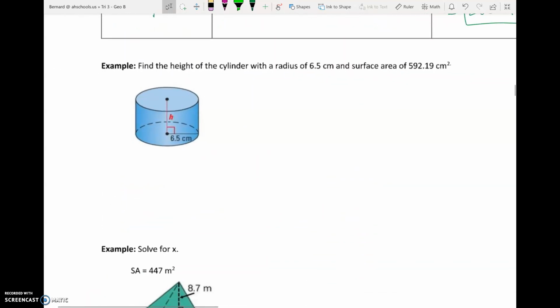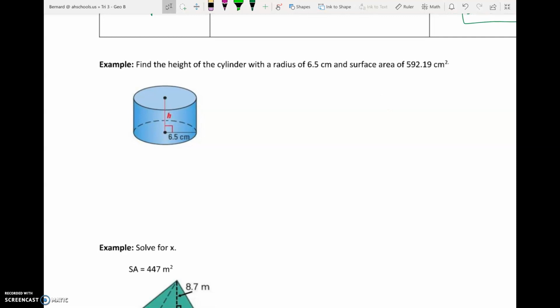All right, 2 more problems left. This time we're going to work backwards. Notice, in this cylinder, we know the radius, 6.5, and we know the overall surface area. What we do not know is the height of this shape, and that's what it tells us to find. Now, remember, surface area is going to equal our lateral area plus 2 times the area of our base, right? So we're going to have to do a little bit of work here.